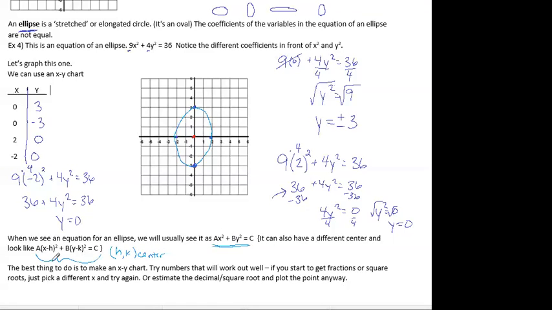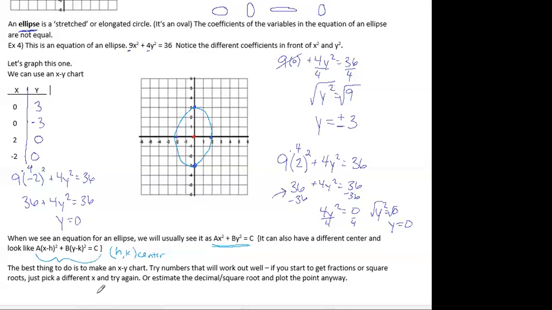I don't think any of your homework looks like this, but I just want you to know that we can center an ellipse somewhere else. We just add numbers inside those parentheses that we square. And a and b are still different numbers from each other, because if a and b were the same, then this would be a circle.